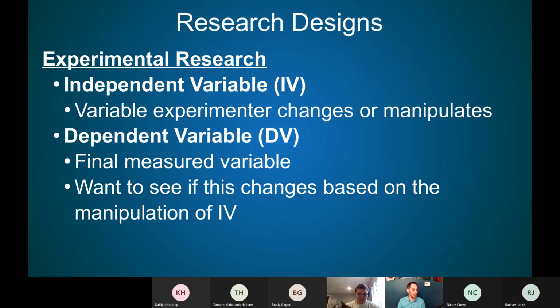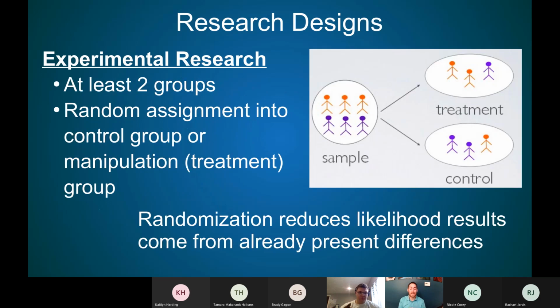We have a couple more coming up too. For this, you need at least two groups to test it. You need at least a treatment group and at least one control group. You can have more groups, you can have additional variables, you can have multiple independent variables, you can have multiple dependent variables. It's a little easier to have more dependent variables. It's a little harder to have more independent variables because then you need a lot more groups.